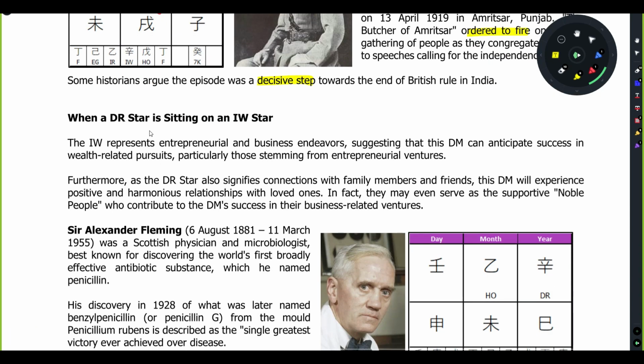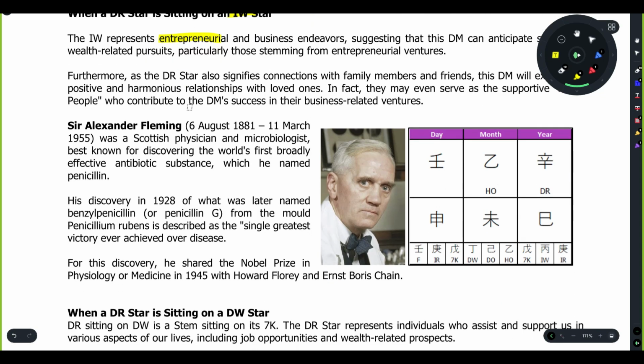Now, let's continue. Direct resource sitting on indirect wealth. Indirect wealth is entrepreneurial and business endeavor. Therefore, we are looking at a generally auspicious formation. And here we have Sir Alexander Fleming. Alexander Fleming is known to have discovered an effective antibacterial substance called penicillin. He has been attributed with the single greatest victory over disease.